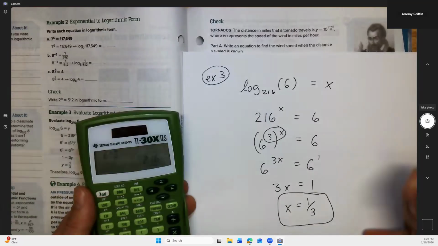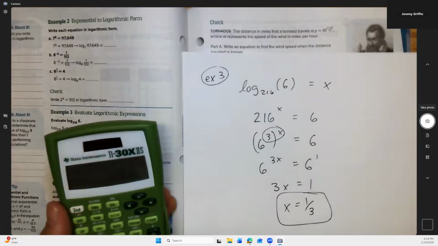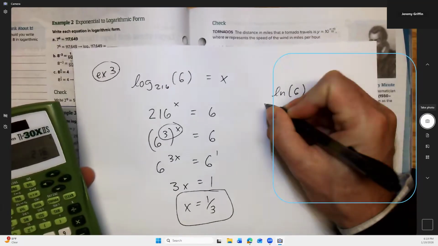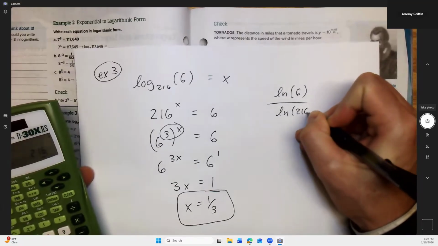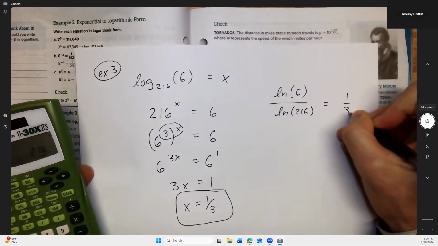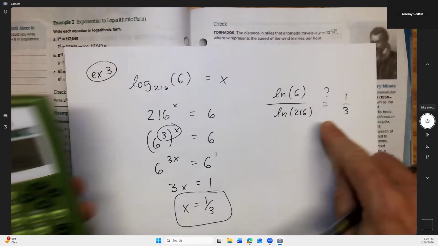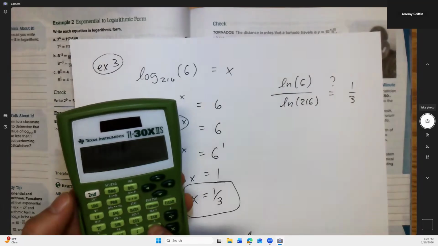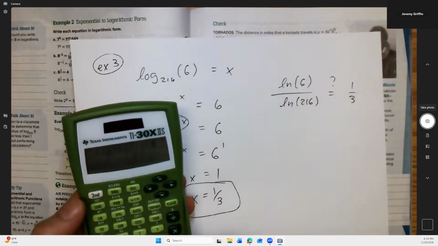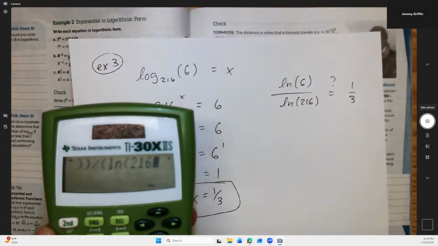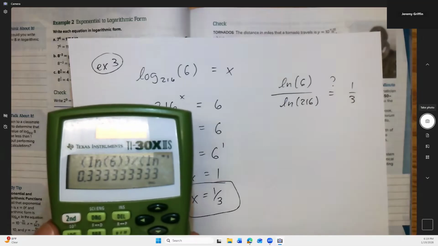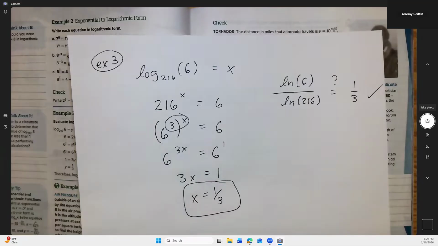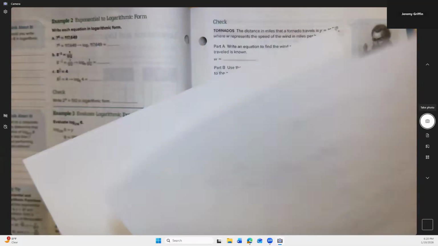And you could plug this back into the original statement. It's natural log of 6 divided by natural log of 216. That should also be a third. Let's see if that's true. If that's true, then it's all matching up. Natural log of 6 divided by natural log of 216. See if I get 0.3333333. Oh yeah, sure do. All good. Example 4.